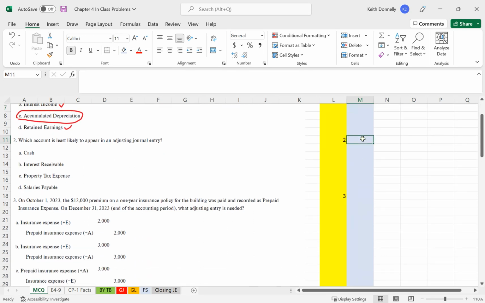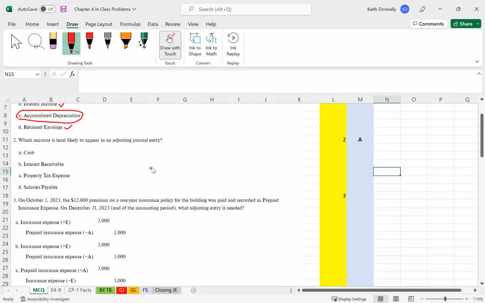Next one here, 2. It says, which account is least likely to appear in an AJE, or an adjusting journal entry? Okay, this one's going to be cash, right? And the reason for this is the purpose of an AJE. It's like we have something that happens during the period. Here we are at the end of the period, right? We now have to update that account for any revenues we've earned or any expenses we've incurred, right?